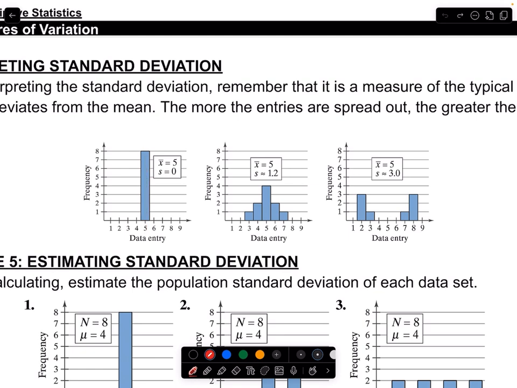In the second example, our mean is still 5, but this data starts to get spread out a bit to the left and a bit to the right. Because this data is now starting to spread out, our standard deviation is going to start increasing. So it's about 1.2. And then in the third example, our mean is still at 5, but we have no data entries there. But now this is being pulled further left and further right. So in turn, our standard deviation will continue to increase. So what does this look like in practice?